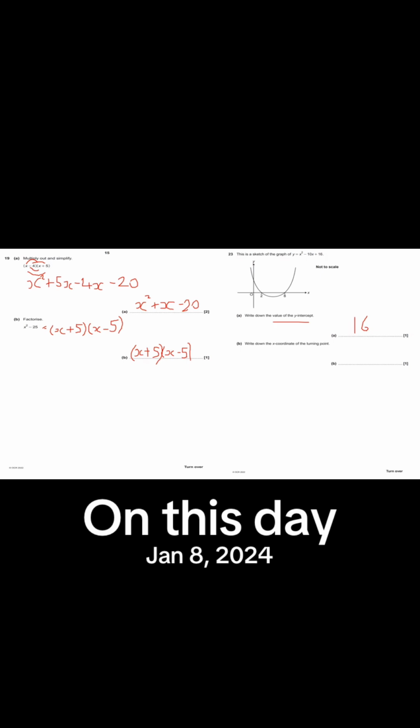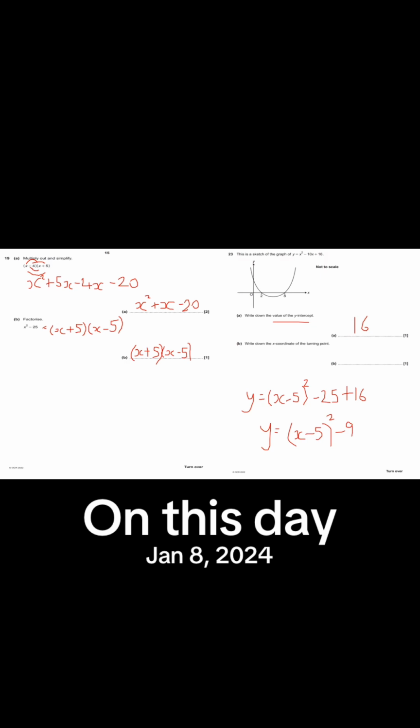So if I complete the square on this, I'm going to have y is equal to x subtract 5 all squared, subtract the square of this number, so minus 25 plus 16. Okay, y is equal to x minus 5, okay, all squared, subtract 9.